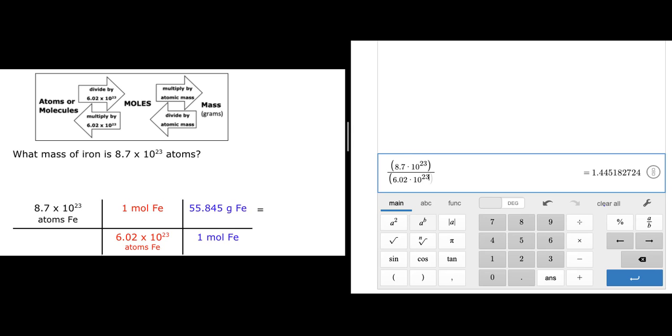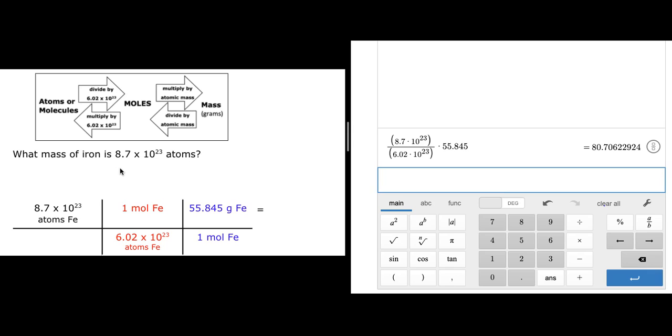There are different ways to do this in your calculator depending on what calculator you're using, but I'm just showing this one because I think this is the method that is most convenient for us right now. So the number from the question, 8.7 times 10 to the 23rd, divided by Avogadro's number, times the mass on the periodic table, gives me 80.706222924. My question only had 2 digits, so when I get my final answer, I'm going to round that to 81 grams of Fe.